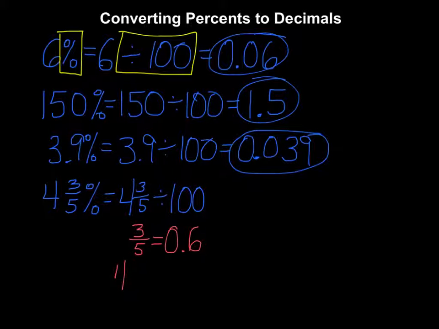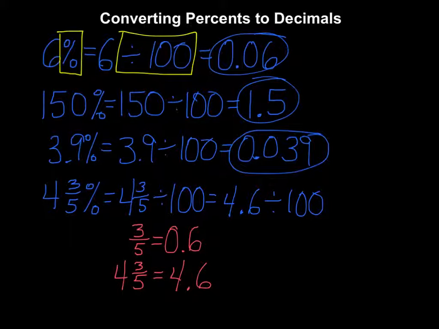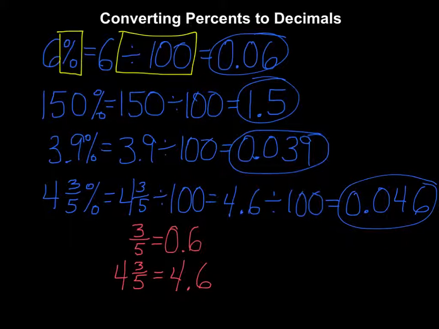So this means that 4 and 3/5 then is 4.6. So this is 4.6 divided by 100. And just like the example we just completed, the 100 will move the decimal 2 times and make it smaller. So once, twice, we'll have an extra 0 out in front. And so 0.046 is my answer.